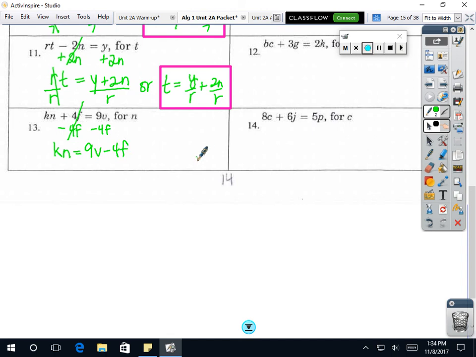Now what do we do? Divide by the k on all of it. See how I went ahead and separated it right then? And so n equals 9v over k minus 4f over k.